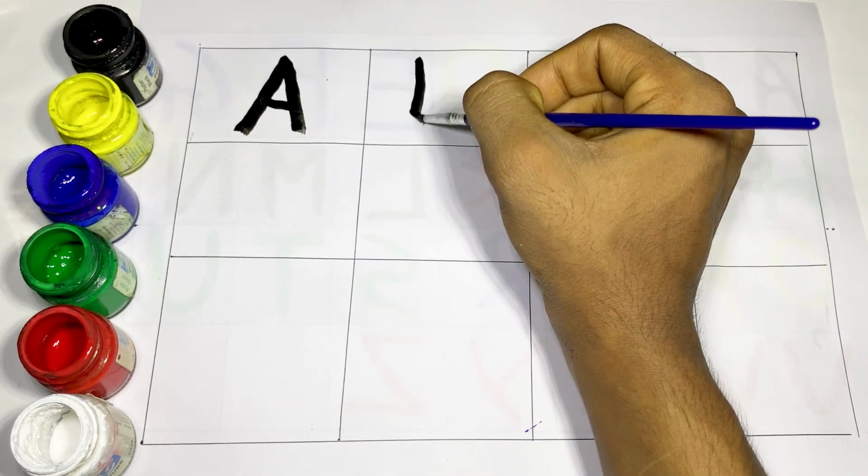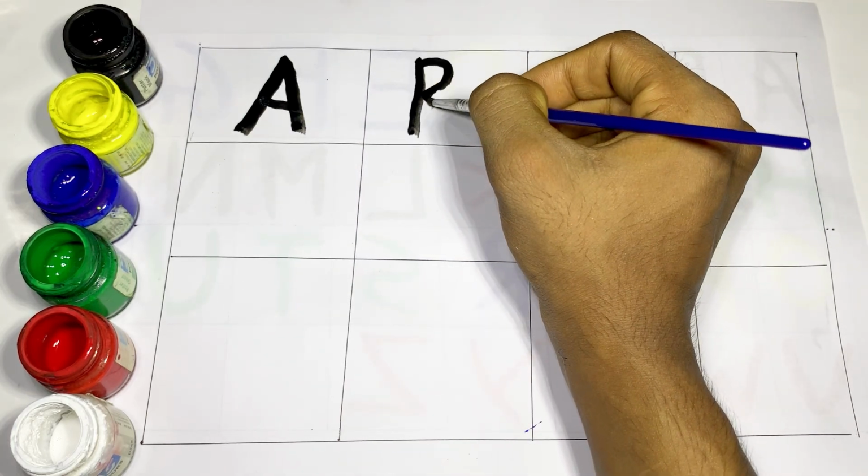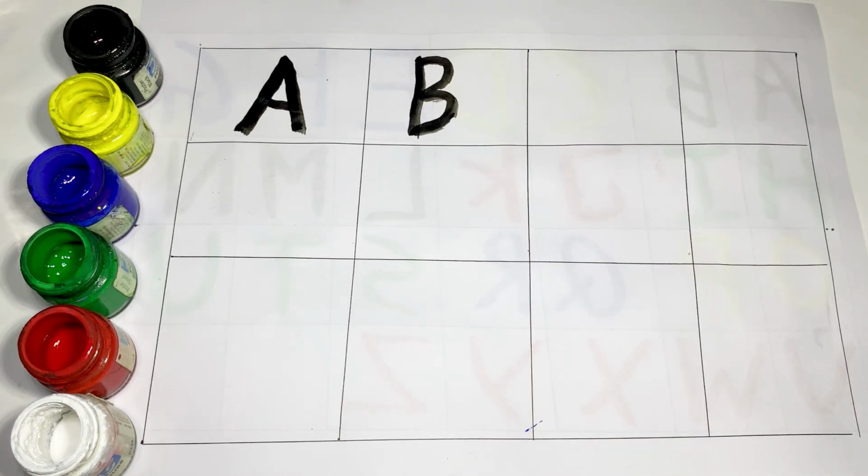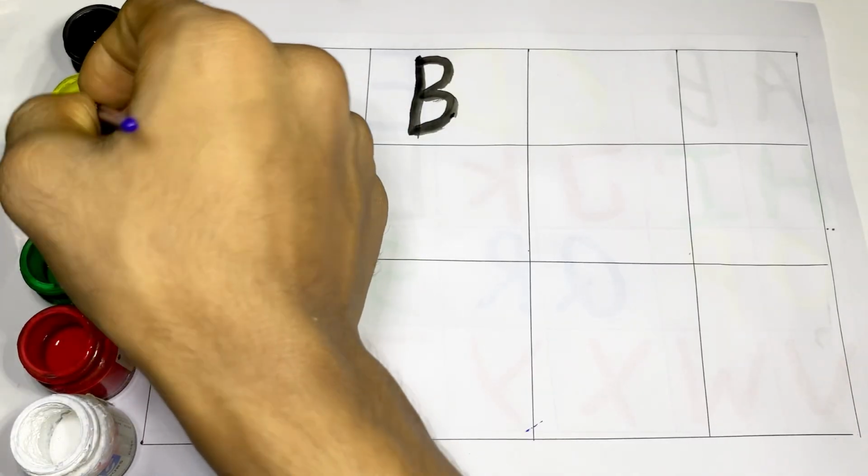B. B for ball, B for bat. Kids, now I draw C. C for cat, C for car, and here is yellow color.